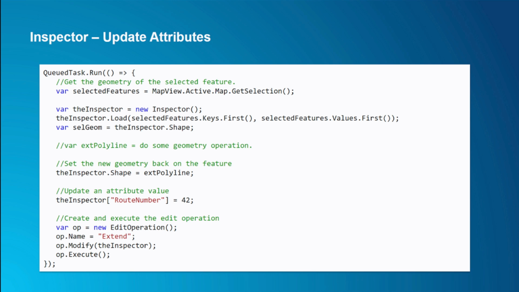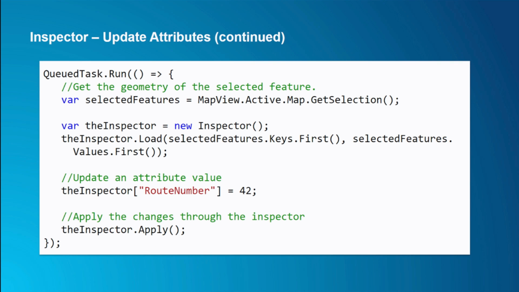However, we can be a little bit more succinct than this. And there's yet one more convenience method on the inspector itself. So again, getting the selection, loading the feature in there, but then as opposed to starting our own edit operation, we can just call apply, which in return does an edit operation and signals everything out to the framework.